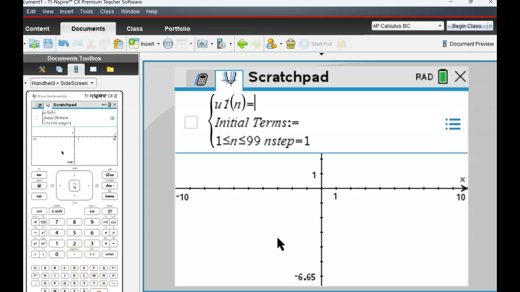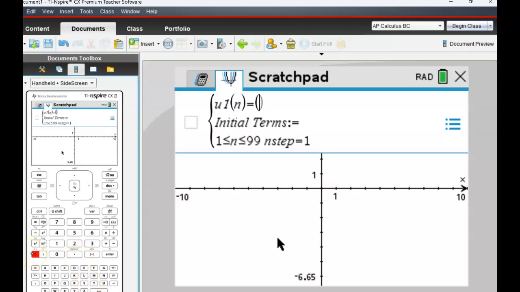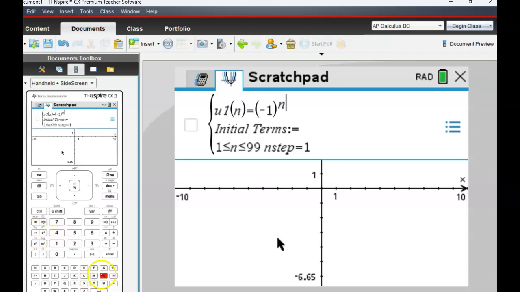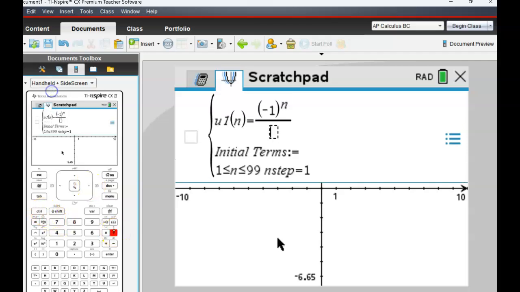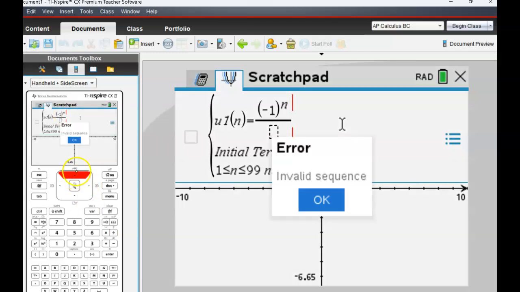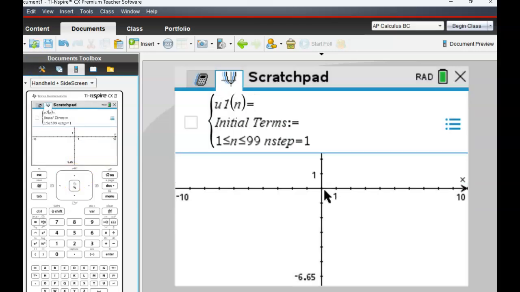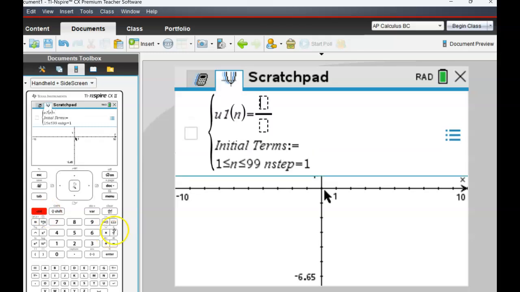So what do we put in? I'll do part A. Is that the first value? I don't have a calc. Hold on. Got invalid sequence. Oopsie.